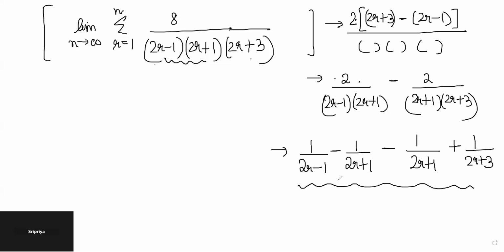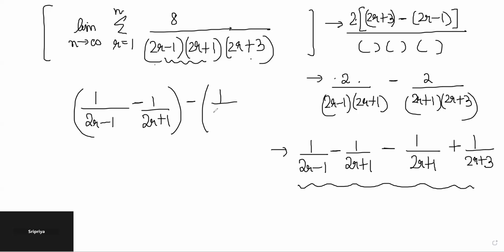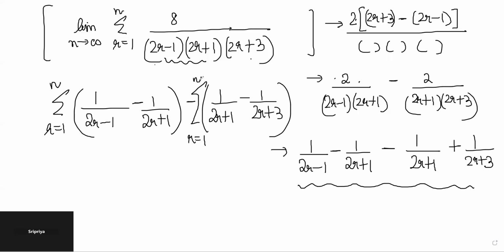Oh, wait. We are getting 1 by 2r minus 1 minus 1 by 2r plus 1. This is one series, minus 1 by 2r plus 1 minus 1 by 2r plus 3. This is another series. And both have to be summed where r goes from 1 to n, right? So it is simple. You should do both of them separately, don't combine them. I'll do it separately.